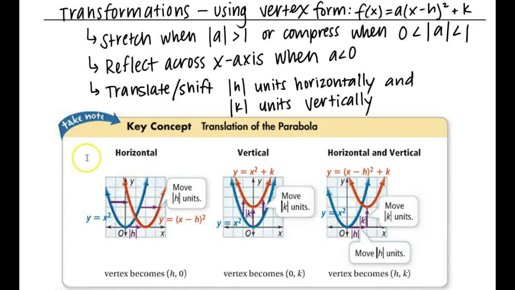So below in the key concept box, you just have a visual representation of what we were just talking about. Horizontal shift means you're going left or right, and the vertex will be changing the x-coordinate. And for vertical shifts, you would be moving it up or down, so the y-coordinate of the vertex is changing. And for horizontal and vertical, that means you're doing a combination of both directions, and the vertex is changing depending on what direction you're going.